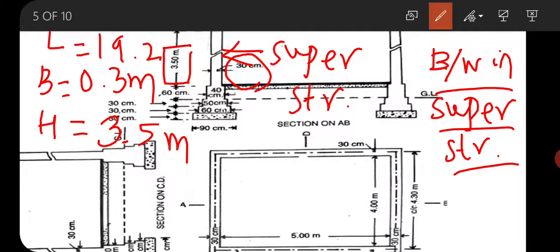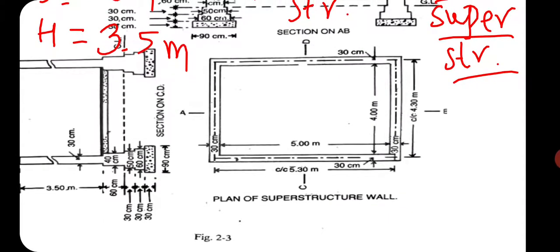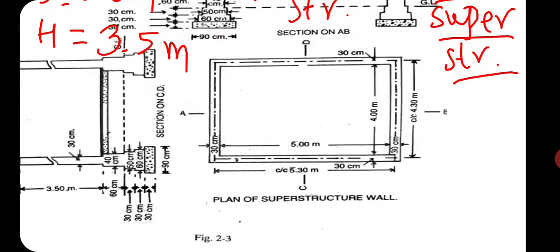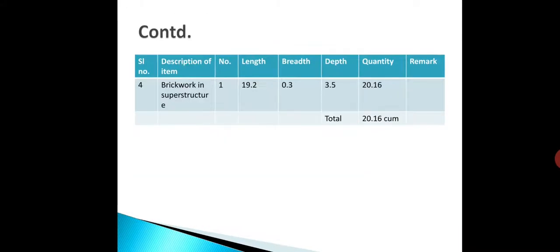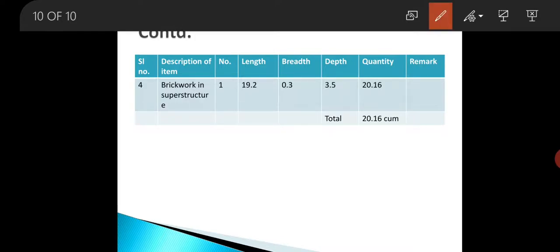Okay. And you can see here in the plan that is given, there is no door and window openings. That's why we will not consider any type of subtraction or deduction from the total quantity of the brickwork. So let us move to the details of measurement form. Here you will write down brickwork in superstructure.